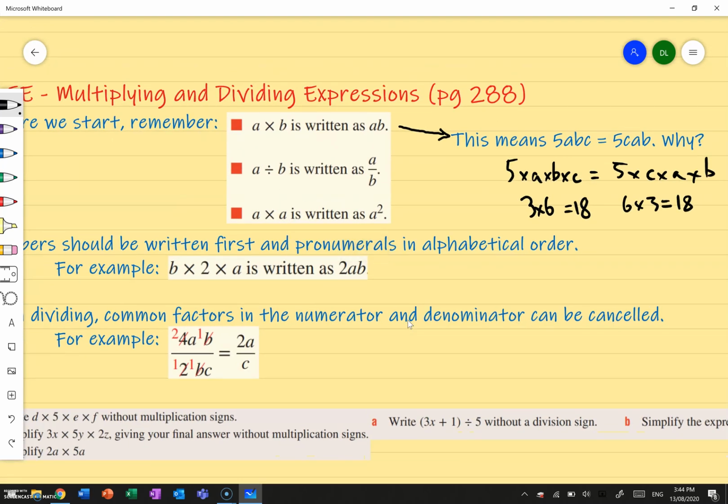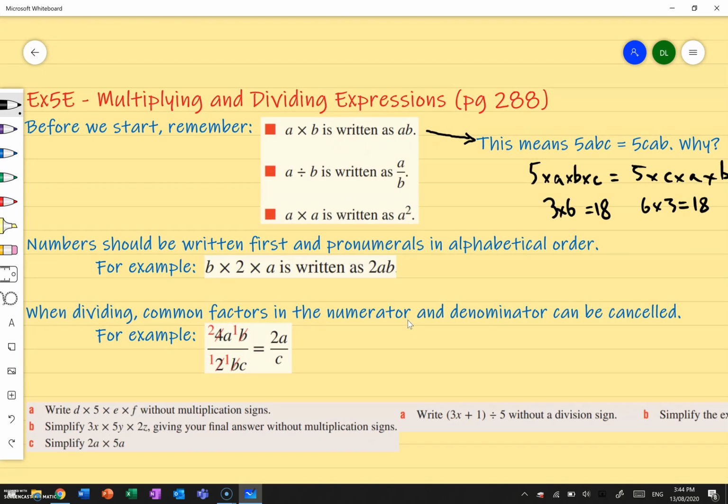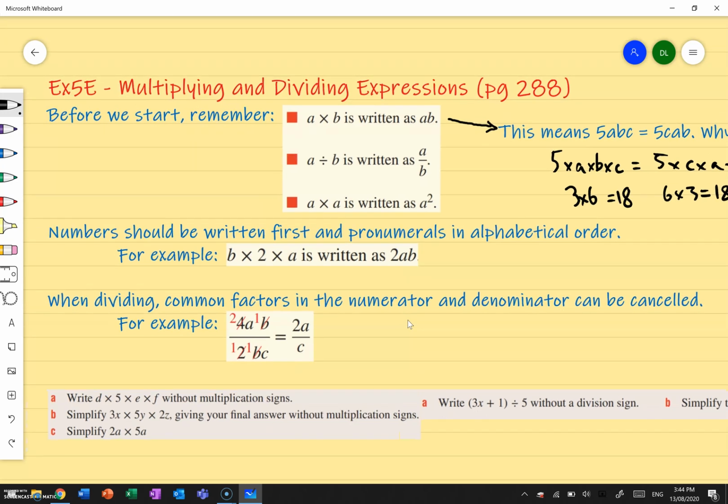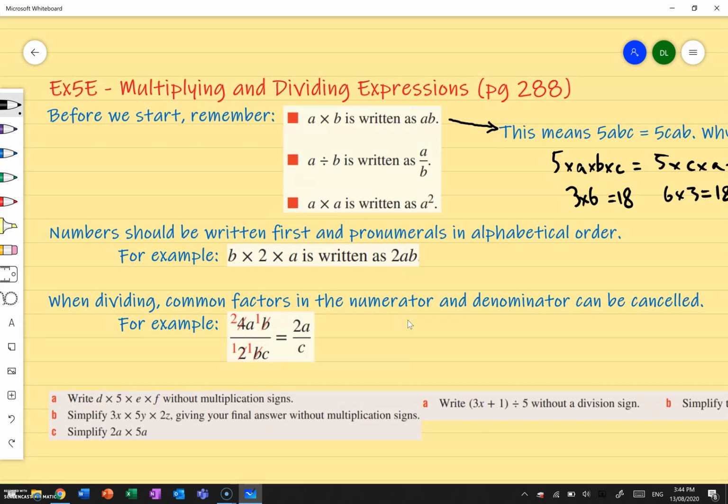So we know that A times B is written as AB. And we know that A divided by B is written as A over B. And we know that A times A is written as A squared. So for example, 2 squared is just 2 times 2. Numbers should be written first, and letters in alphabetical order. So that's what we typically write.